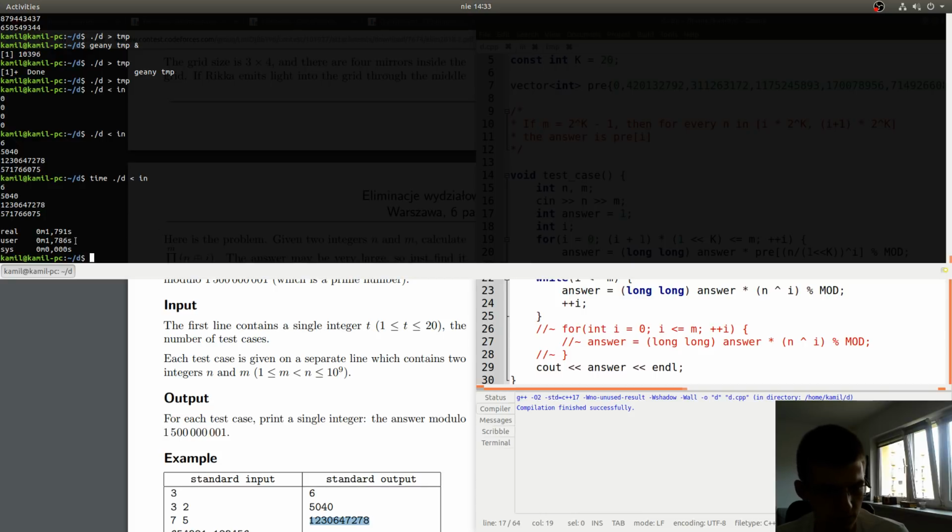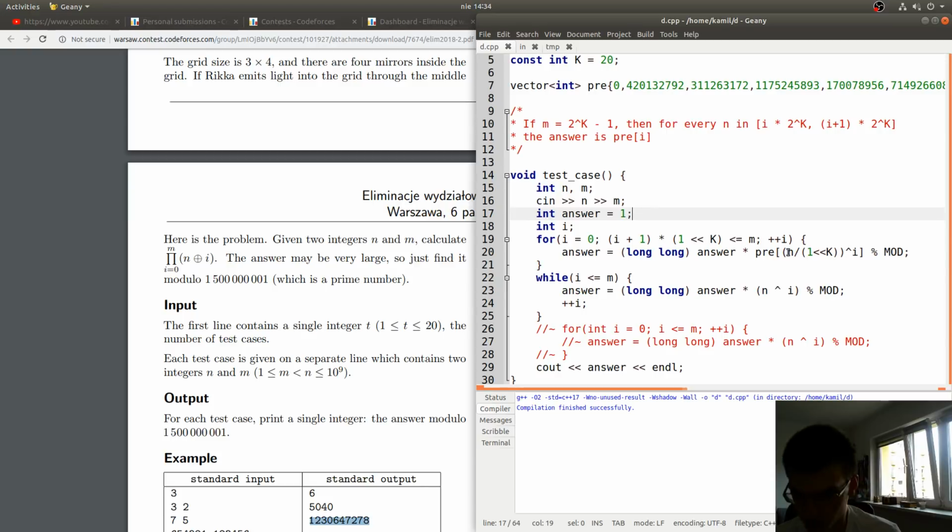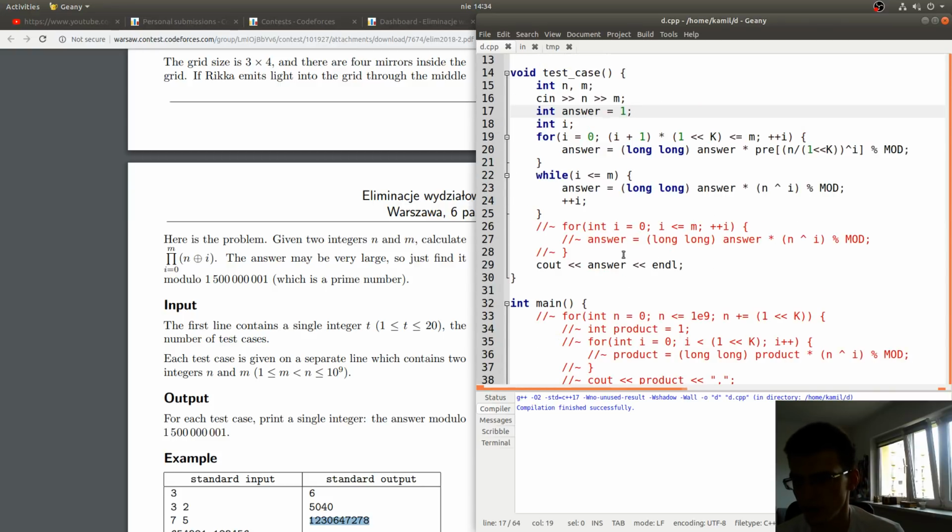It's a bit slow. It gave me 2 seconds. So I would want to make it faster. And why is it so slow? Maybe I don't know exactly why it's so slow, so let me check.